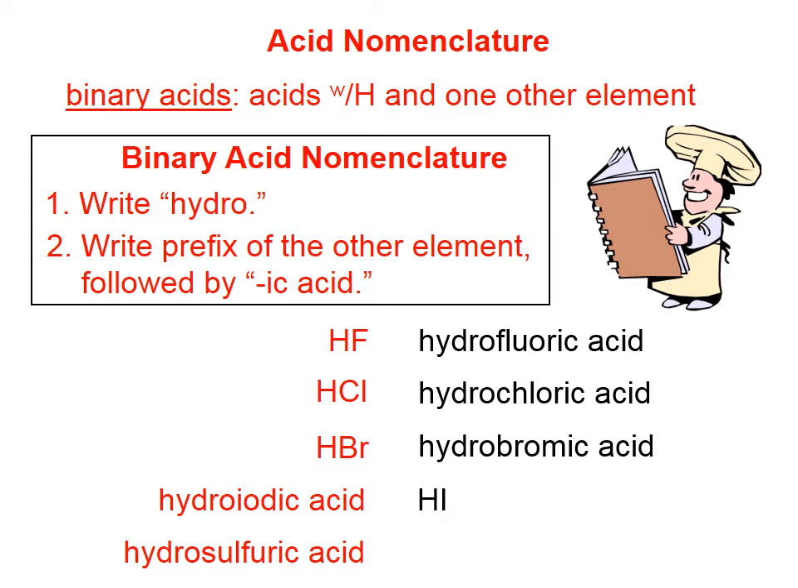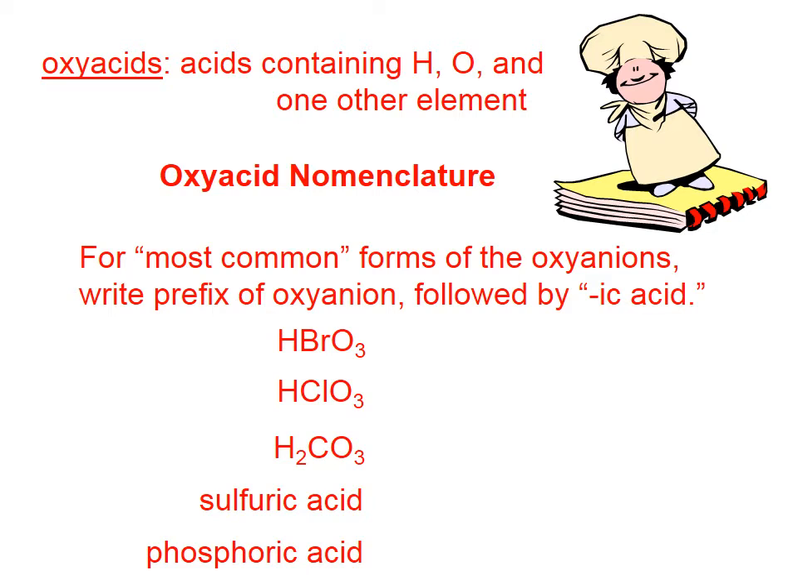Similarly, hydrosulfuric, if we find sulfur on the periodic table right below oxygen, sulfur is number 16, and it's going to get a charge of 2-. That's how we know that we're going to need 2 H's to match up with each sulfur. So those are binary acids.